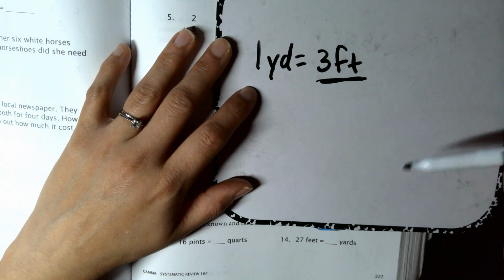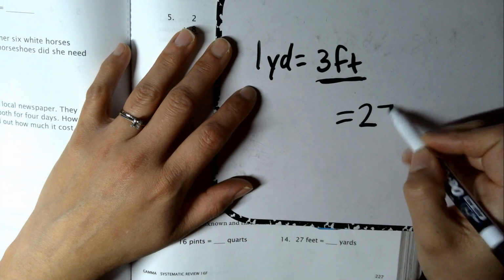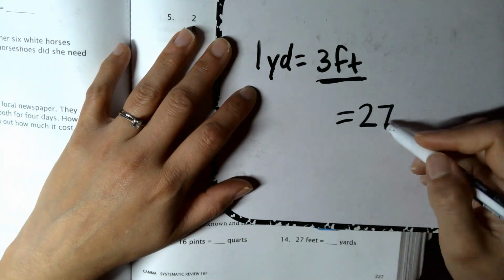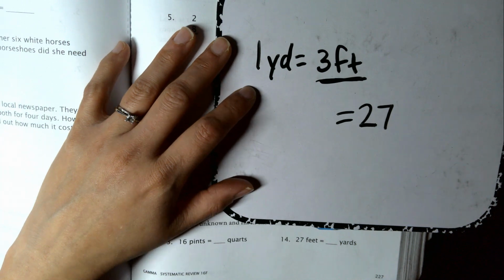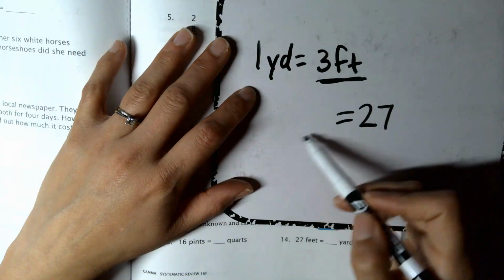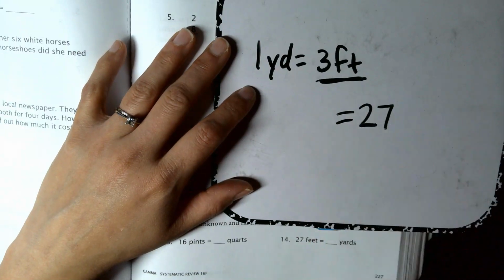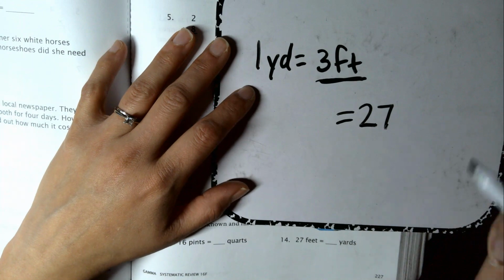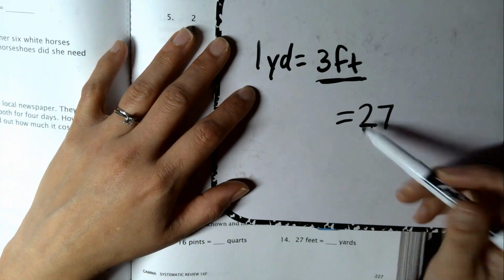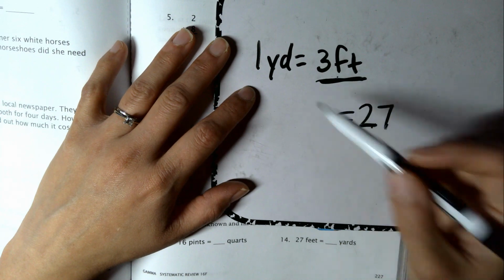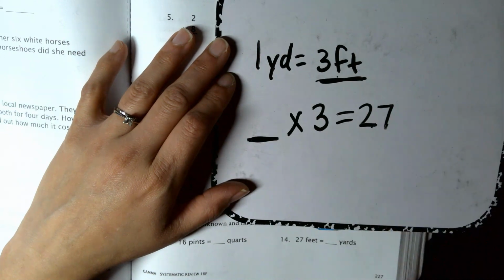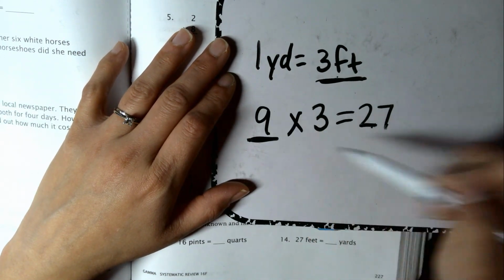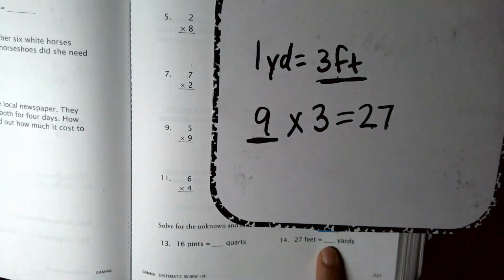So we know that the 27 is going to be the equals portion, because the equals portion is always going to be the bigger one because it's already been multiplied. The 2 numbers have already been multiplied and the number's bigger now. Okay, so we know it's going to be equals 27, and then we know that 1 yard equals 3 feet, so we know that our other number is 3, and now we just have to find the one that's missing, and that number is 9, because 9 times 3 equals 27. So then this one would be 9. Okay.